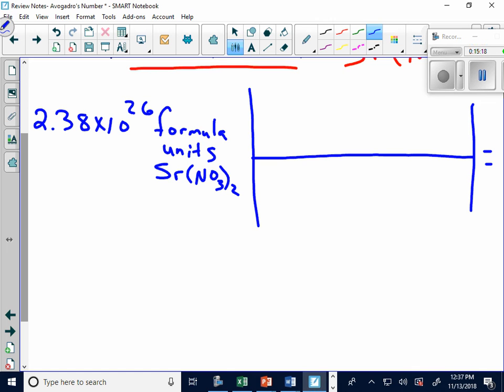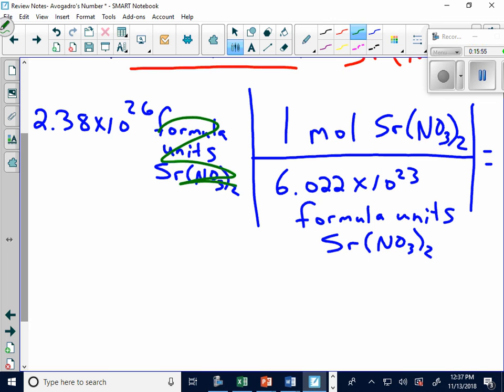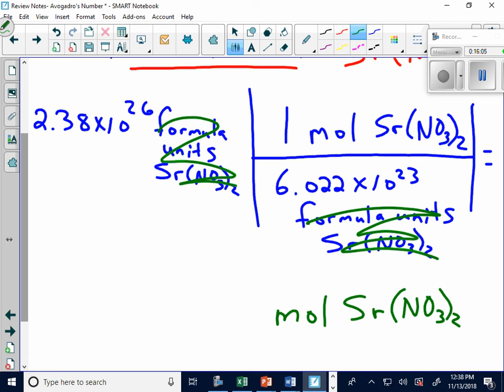So when I do that, I'm going to put Avogadro's number, and that's going to be formula units of strontium nitrate. And on top, I'm going to put 1 mole of strontium nitrate because I know that Avogadro's number of formula units is equal to 1 mole. My formula units here are canceling, so my label is going to be moles of strontium nitrate. And all I have to do is my math.